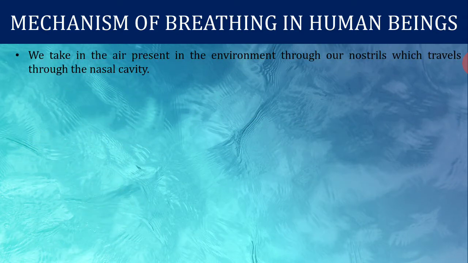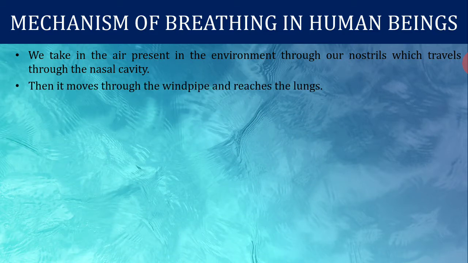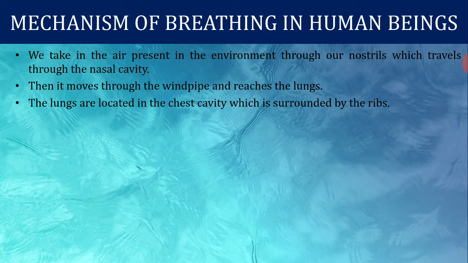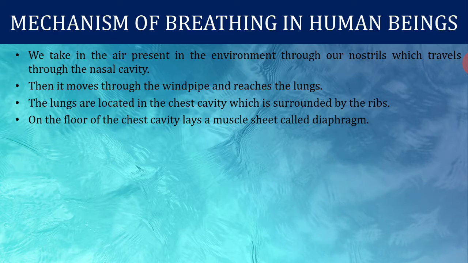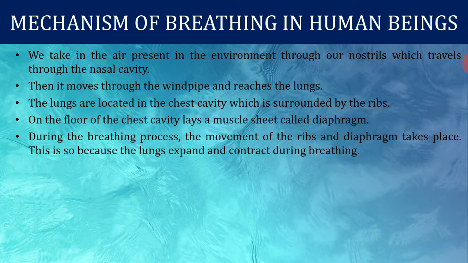We take in air present in the environment through our nostril, which travels through the nasal cavity. Then it moves through the windpipe and reaches the lungs. The lungs are located in the chest cavity, which is surrounded by the ribs or the rib cage. On the floor of the chest cavity lies a muscle sheet called the diaphragm. And during the breathing process, the movement of the ribs and the diaphragm takes place.